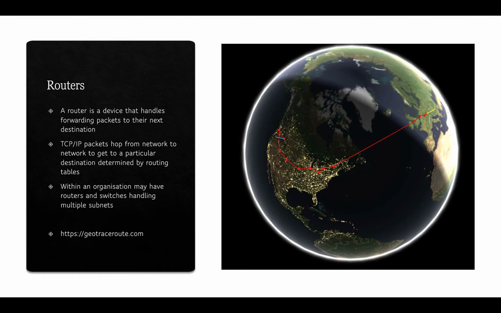As I mentioned before, a router is a device that handles forwarding of packets to the next destination, so across the subnet from one network to another. When a TCP/IP packet goes from network to network, it needs to hop from router to router, and it does that via a routing table. So you can imagine the sort of logistics involved in the internet in terms of getting a packet that you send from Perth all the way over to an application or server that is running in a different country.